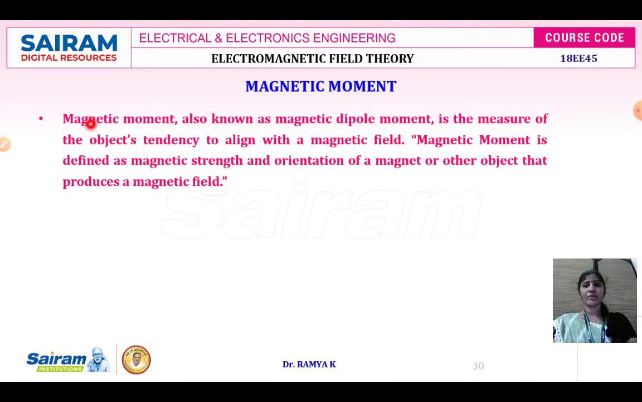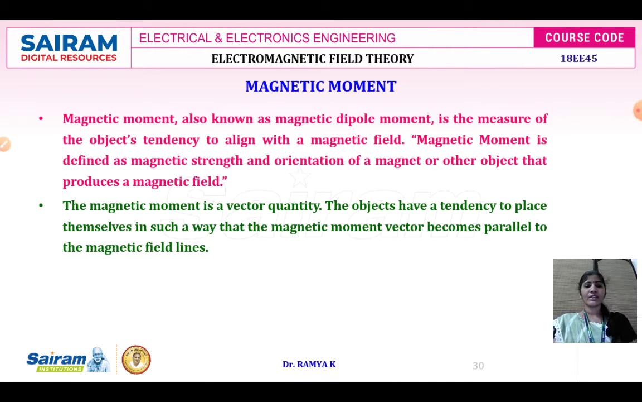A magnetic moment is also known as a magnetic dipole moment. It is the measure of an object's tendency to align with the magnetic field. It is defined as the magnetic strength and orientation of the magnet or other object that produces a magnetic field. Magnetic moment is a vector quantity.